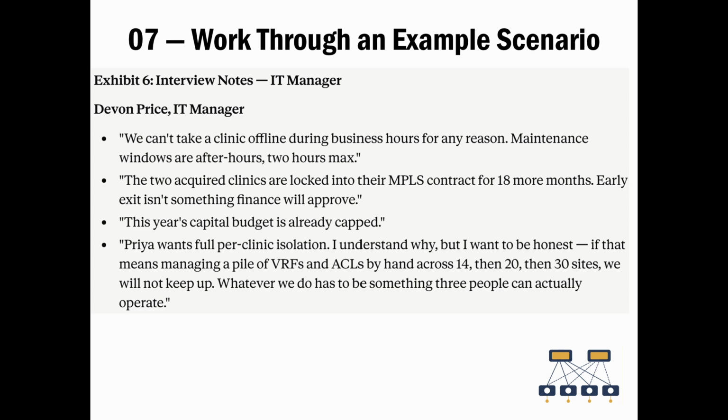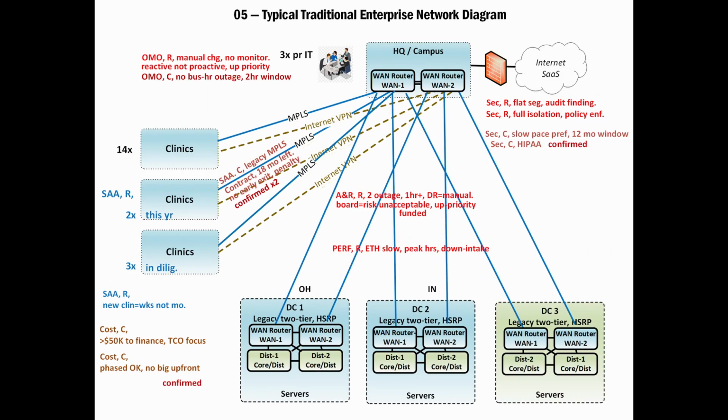Let us continue to read. This year's capital budget is already capped. This is a constraint related to cost. It's the same fact we already know, but confirmed here. Let's extract and update. Confirmed.